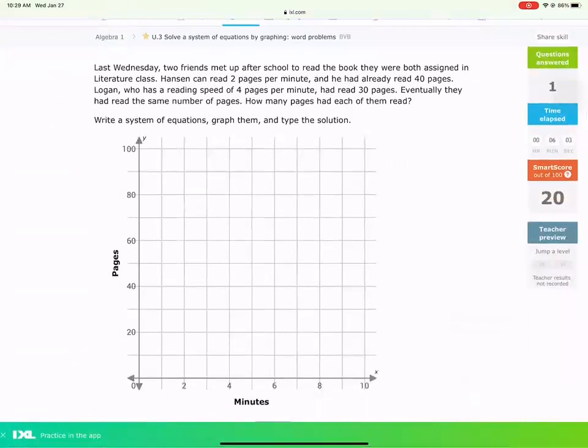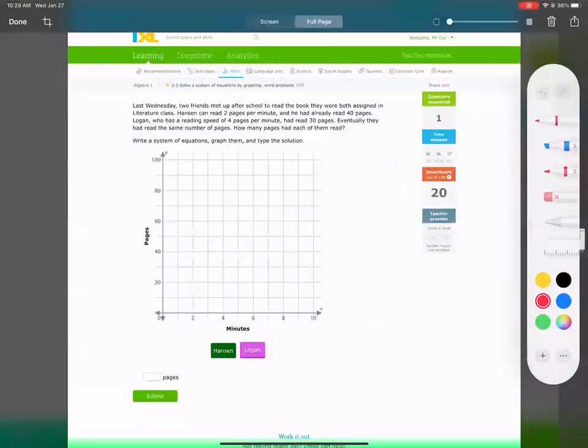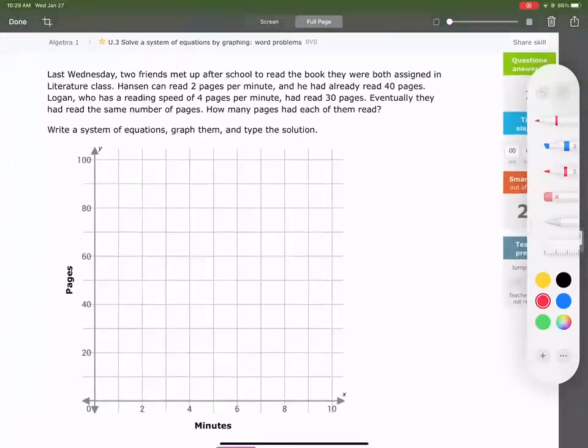Okay, so we're going to do the same thing for these two. For the next two problems, I want to write it out. Last Wednesday, two friends met up after school to read the book they were both assigned in lecture class. Hansen can read 2 pages per minute, and he already read 40 pages. So this is going to be pretty easy. He already read 40 pages, and he can read 2 pages per minute. I use little m here, and this will probably be our total. T for total, or you can say P for pages if you want to. Let's use P for pages, because that's what our graph shows.